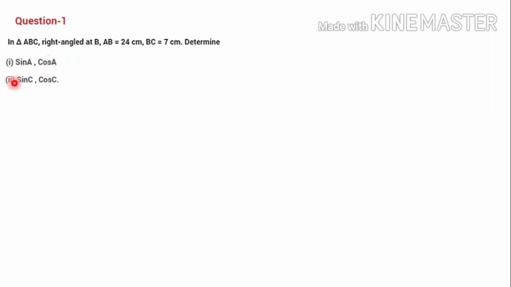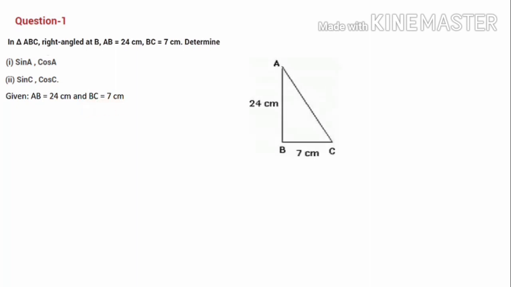And in the second part, sin C and cos C we have to calculate. Here the angle is C, in the first part also C, and in the second part also C. So let's write the given conditions, that is AB is equal to 24 centimeter and BC is equal to 7 centimeter. Let's visualize by using a right triangle ABC.